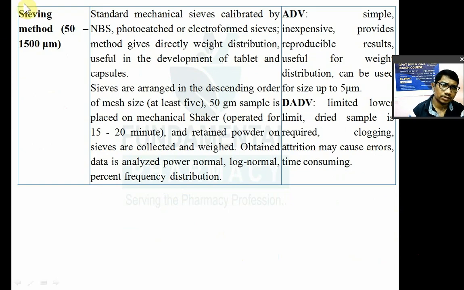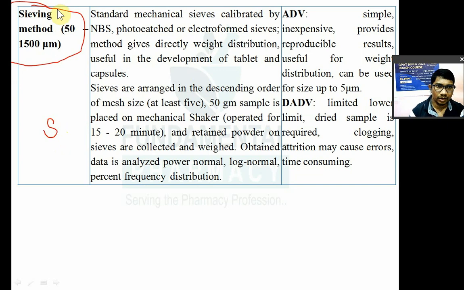Sieving method. In this method, you can measure the particle size in a range of 50 to 1500 micron. Now, in this different sieves are used. We have seen this in the size separation. Size separation में देखा है अपने sieve number 10, sieve number 20, so size वगैरह, mesh aperture वगैरह.